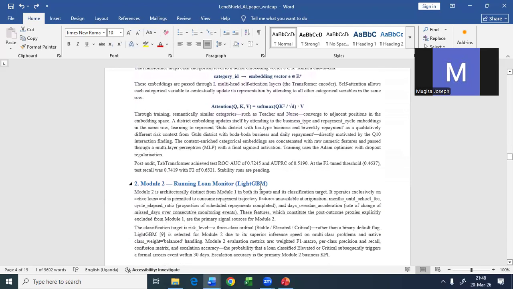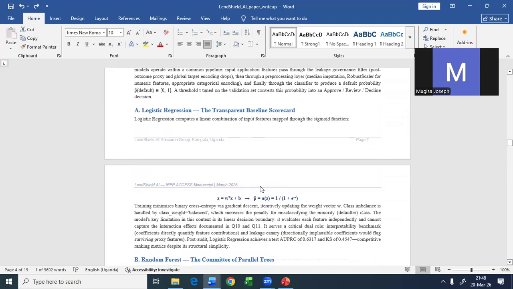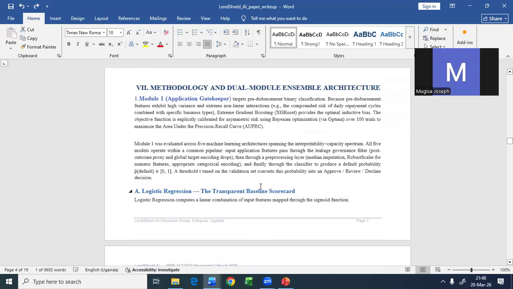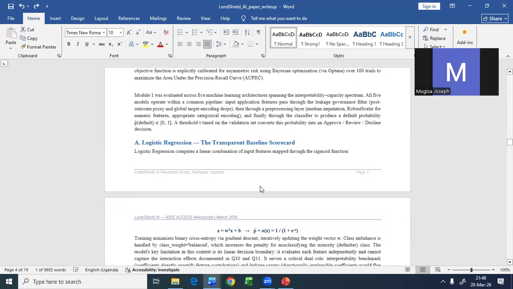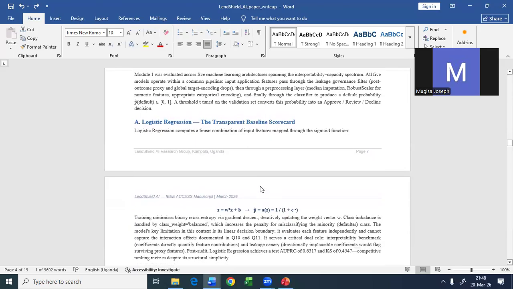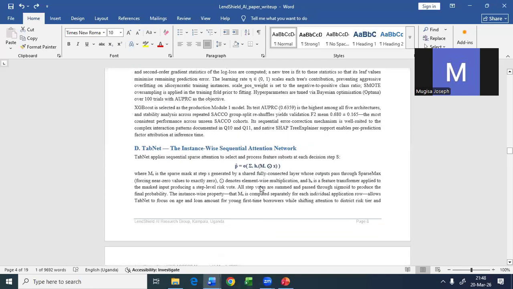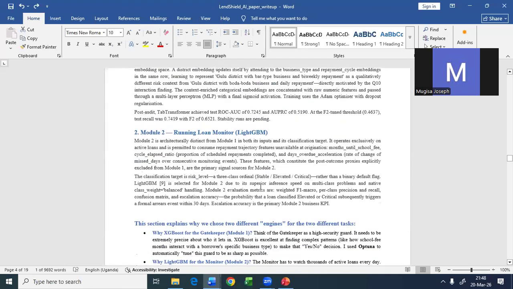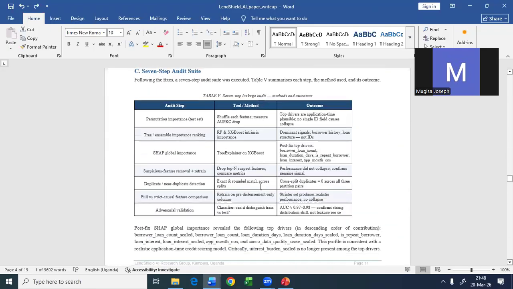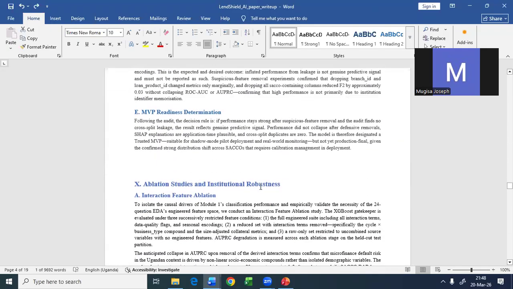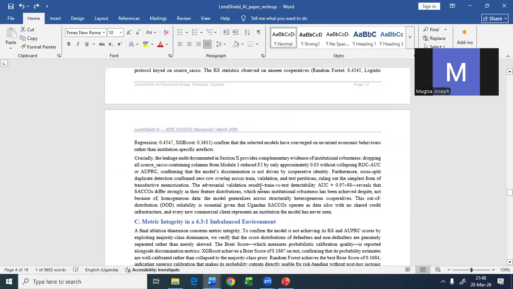Another basis we used to come out with the best model for module one was the stability across different circles, and that brings us to the concept of robustness of threshold tuning, which we discussed. So it brings us the concept of robustness across circles.